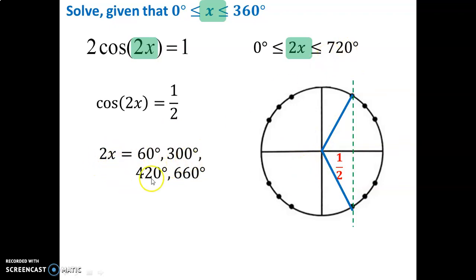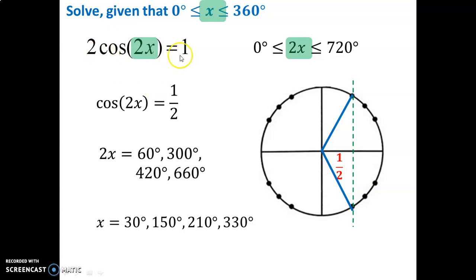But those are angles produced by this thing, which is 2x. But now I'm going to take that back to just x. I want to just find out what x is. So divide everything by 2. Divide by 2 here, divide all these by 2. So these are now my answers in terms of x for this question here.